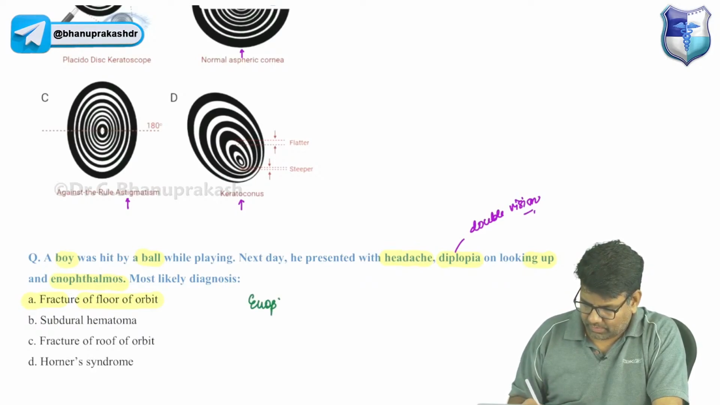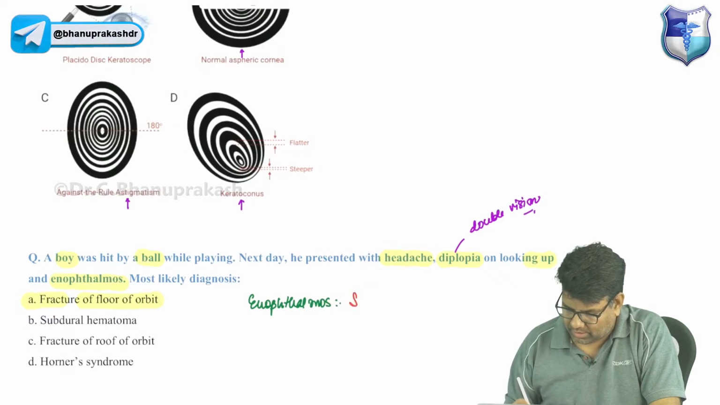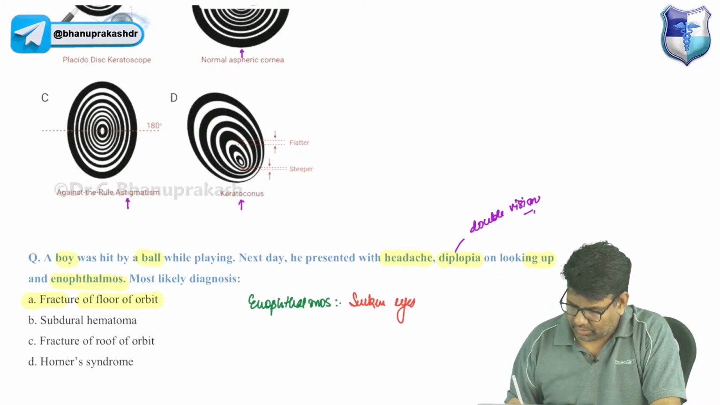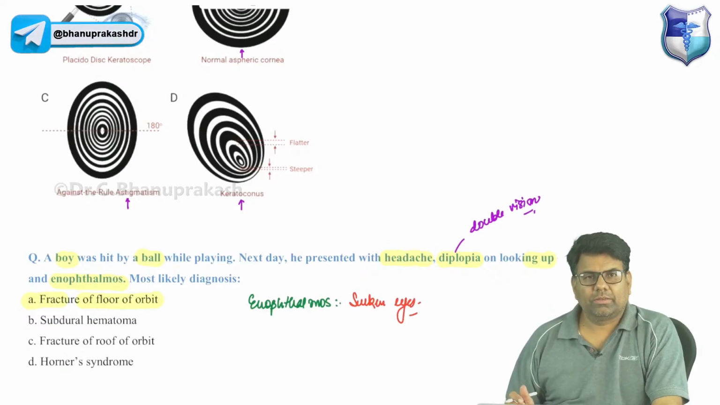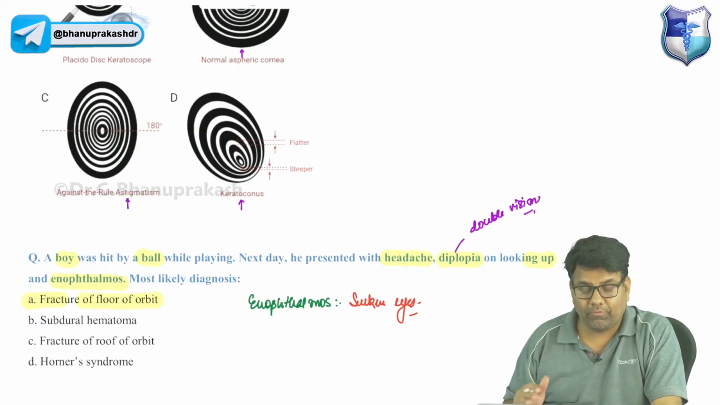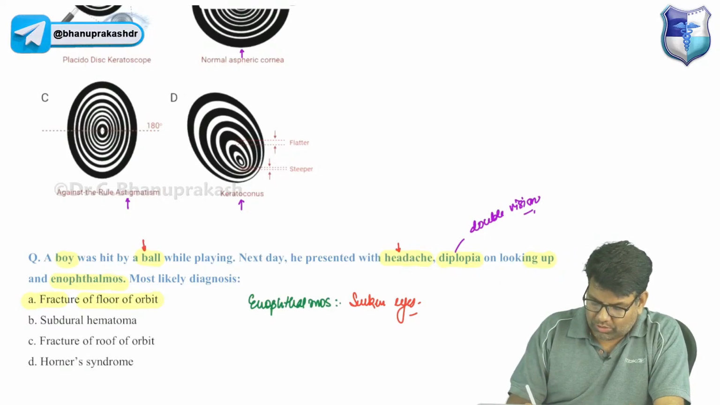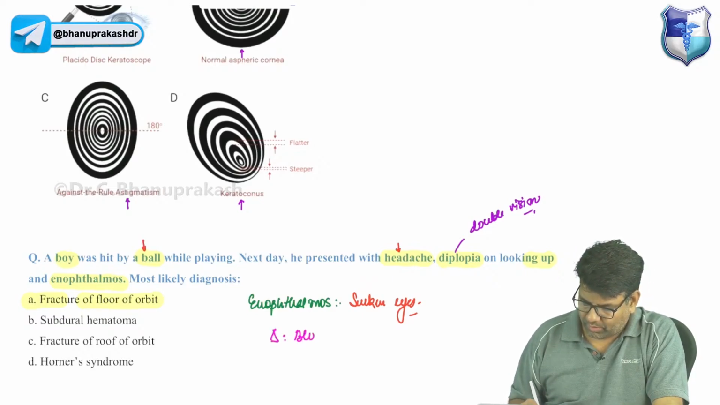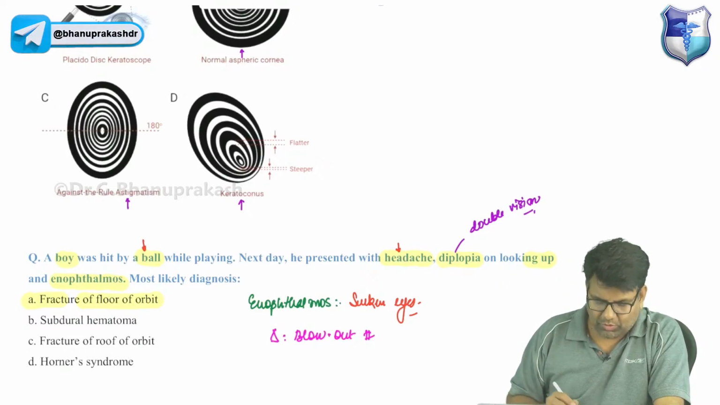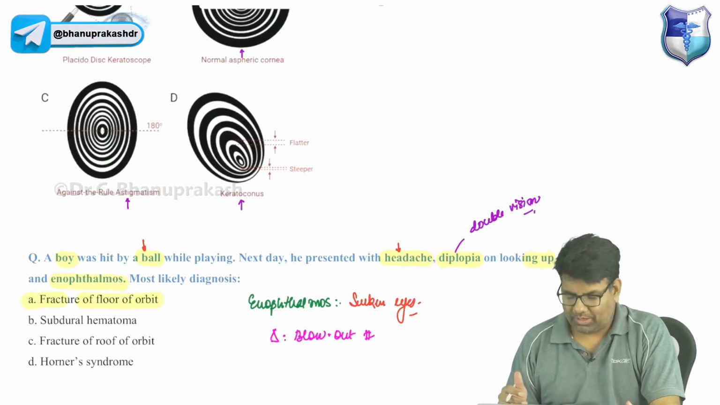Enophthalmos means, in simpler terms, you can understand it as sunken. So if there is sunken eyes, if there is diplopia, especially when the patient tries to look upward and associated with headache, post-injury, this goes in favor of the diagnosis of blowout fracture. And yes, the usual type is fracture of floor of orbit.